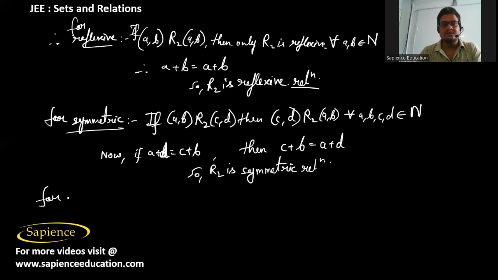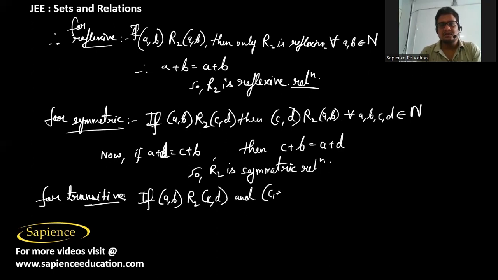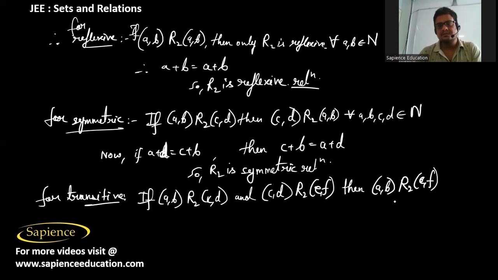And then for transitive, we should have that if (a, b) is related to (c, d), and also (c, d) is related to (e, f), then we can say that (a, b) will be related to (e, f) for all a, b, c, d, e, f belonging to the natural numbers N.